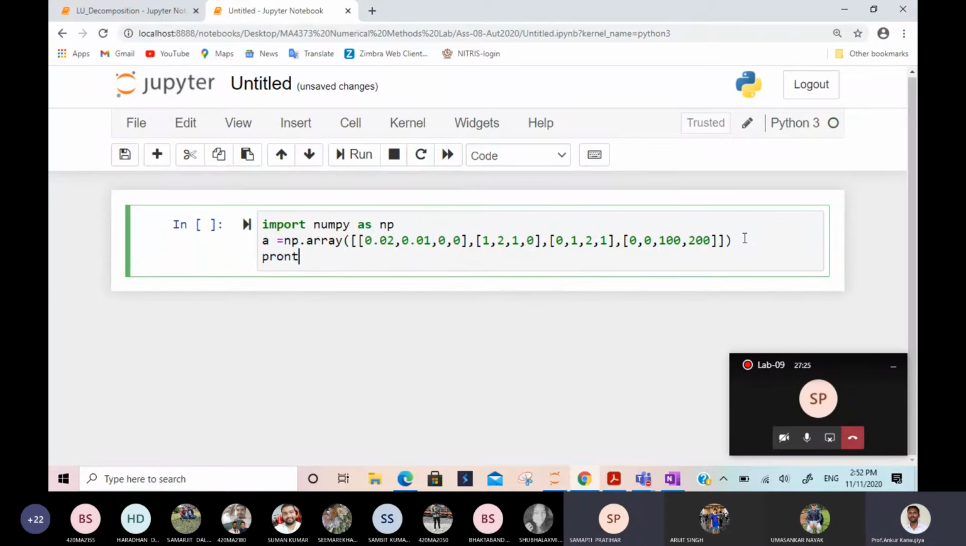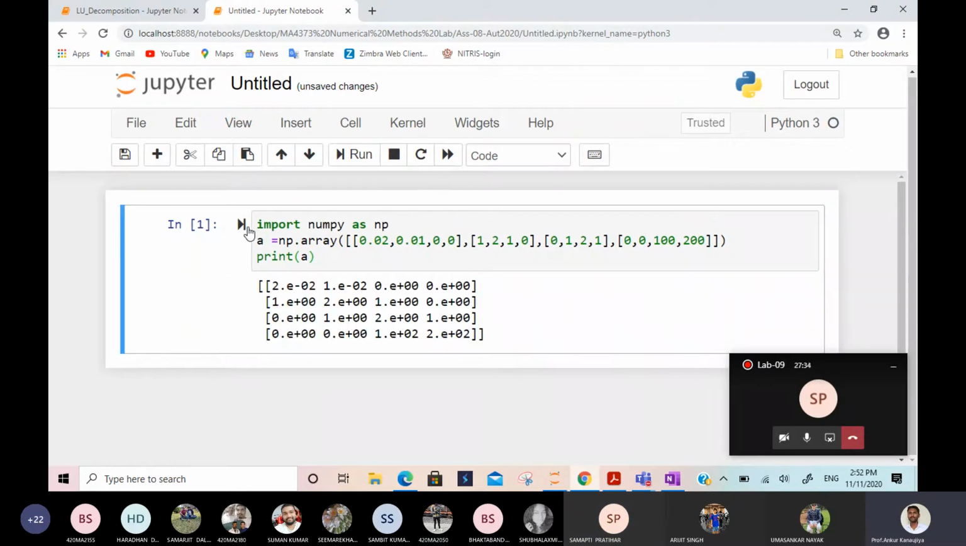I will print A and see it is printing properly or not. So it is giving the matrix A. So here this E represents 10 to the power minus 2. That means 0.02 means it is 2 into 10 to the power minus 2. So there is no problem. Okay.